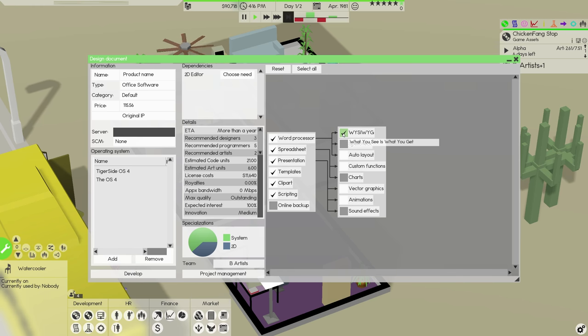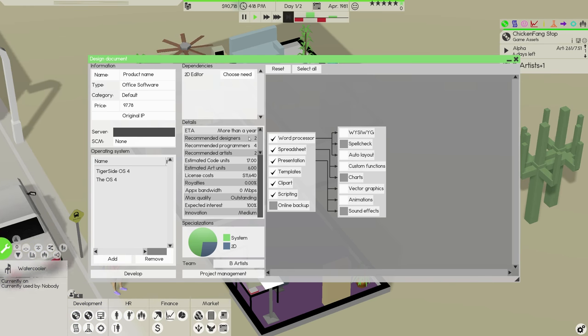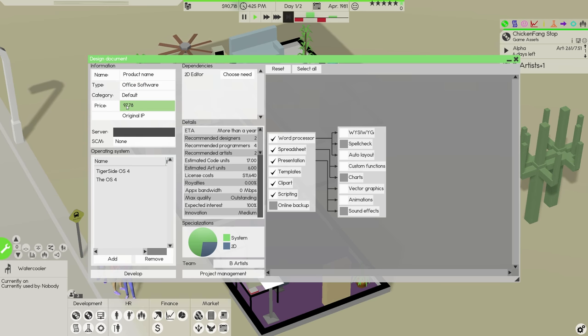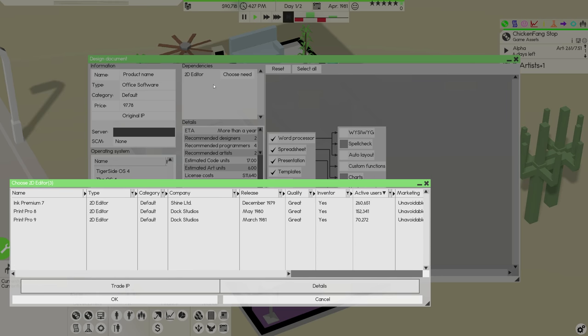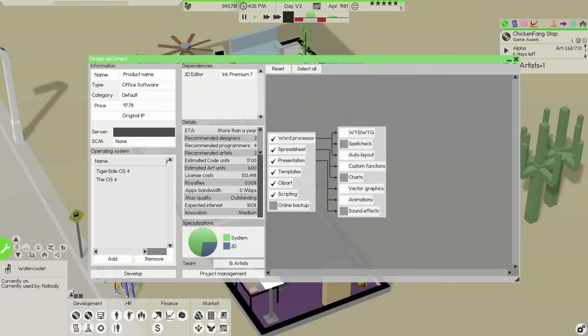And we don't even need to rest here. It's just going to increase it. Recommended designers, 2-4 programmers and 2 artists. You know what? I think we can pull that off. Offer software for $100. Sure. We're going to have to get a 2D editor as a dependency from Shine Studio. I guess that'll do it.